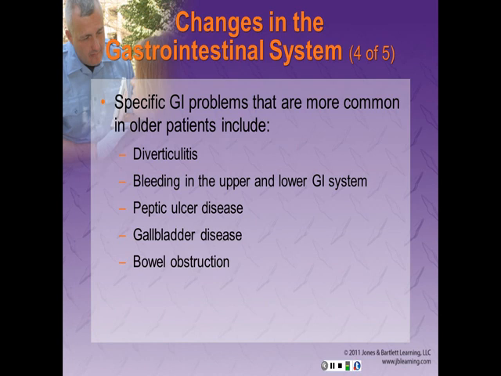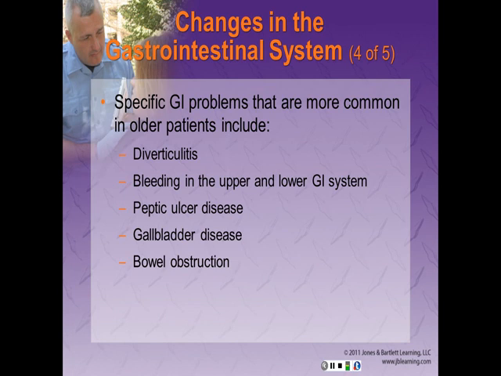Bowel obstruction. The ability of the GI tract to move feces through the system slows with aging, and patients can experience problems having bowel movements. When patients are straining to have a bowel movement, they can stimulate the vagus nerve and produce a reaction called a vasovagal attack. This is a condition in which the heart rate drops dramatically and the patient becomes dizzy or passes out.